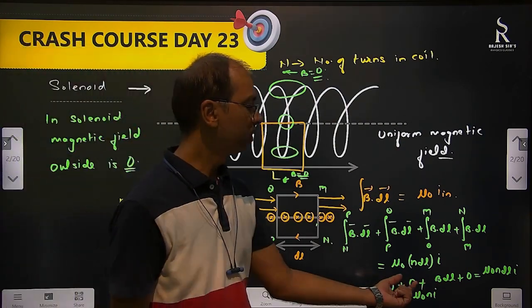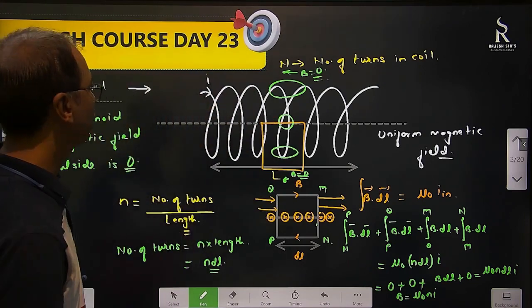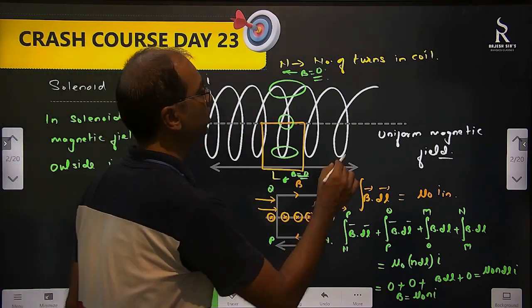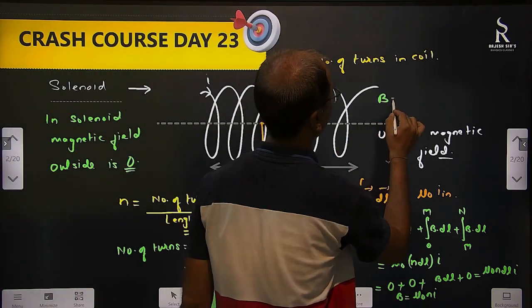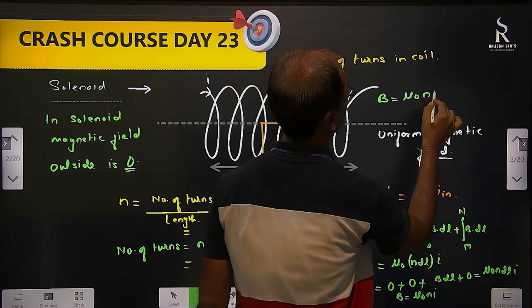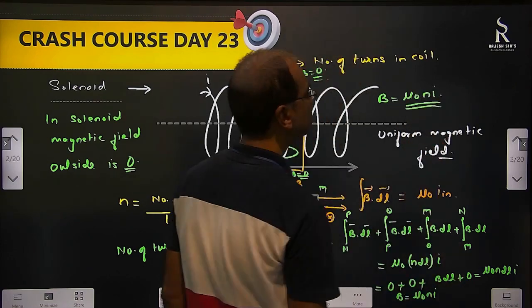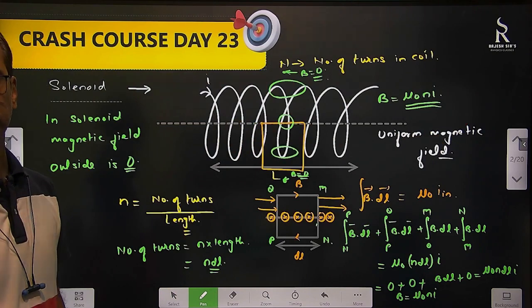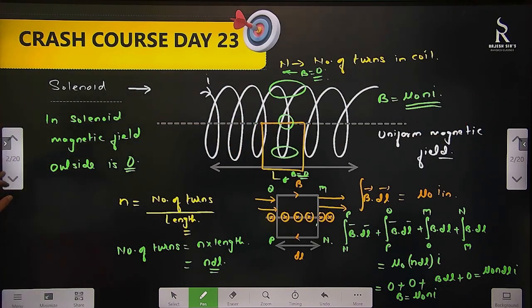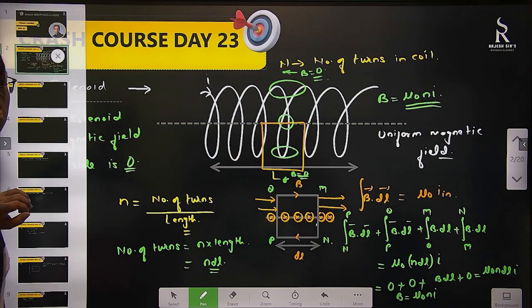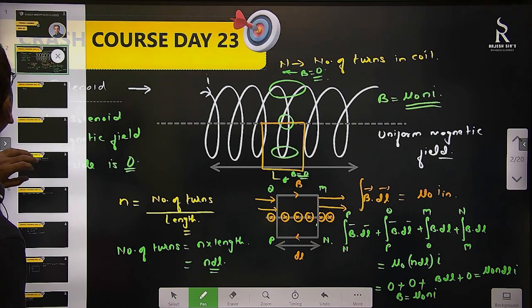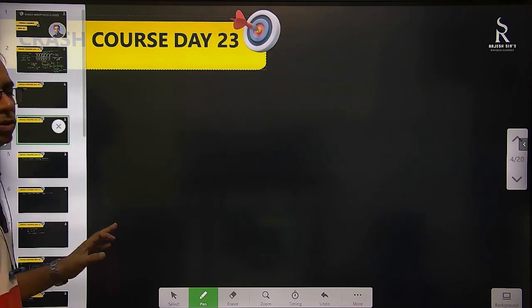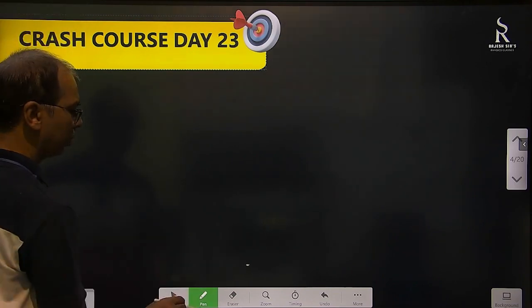n is the number of turns per unit length. So the magnetic field for a solenoid that we have got is mu naught nI, and this formula is important for us. Now, based on this, I told you that it's important for us to know the derivation part. So based on this, if we can solve any problem, what type of problem will be asked?